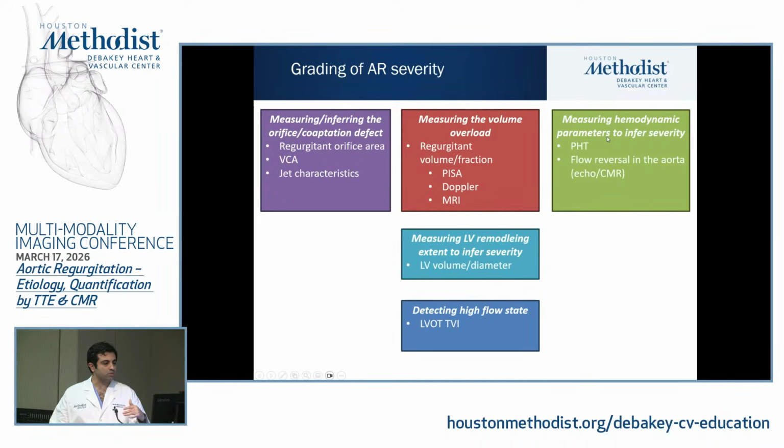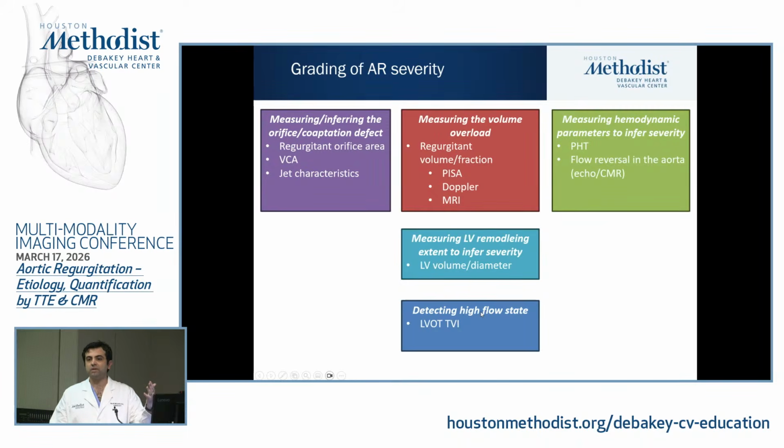You can try to get the physiological angle and see the hemodynamic effect of AR. So these are your tools such as pressure half-time, flow reversal. And then you can actually look at LV remodeling. For chronic AR, you really have to look at the left ventricle. It's not just looking at what's causing the valve issue, but also what the result of it is. And then this is what I like to call a bonus feature, determining or finding if the person has a high flow state.